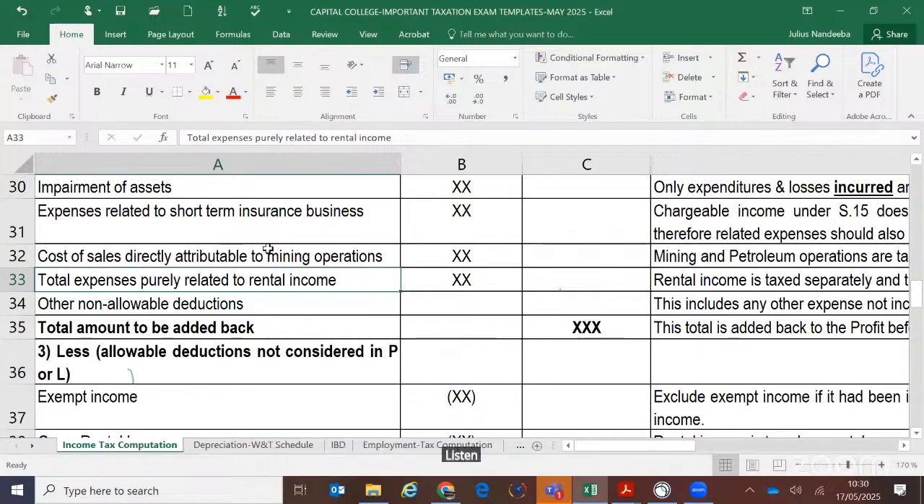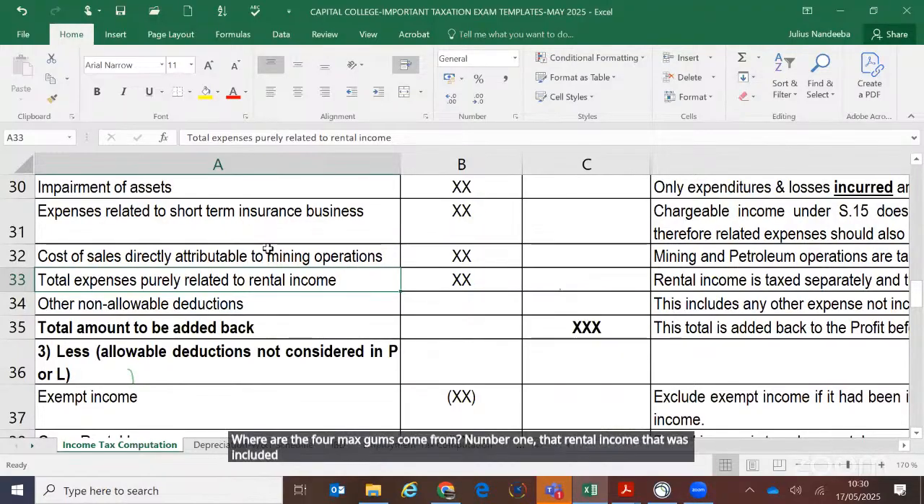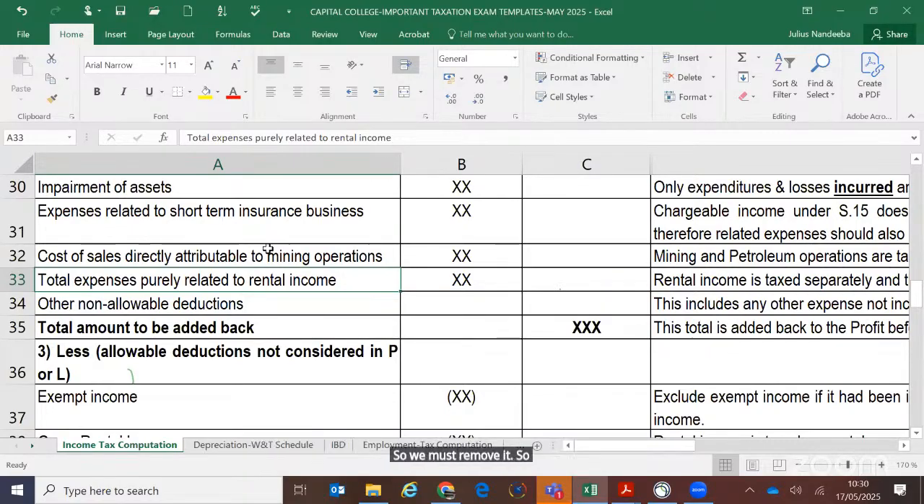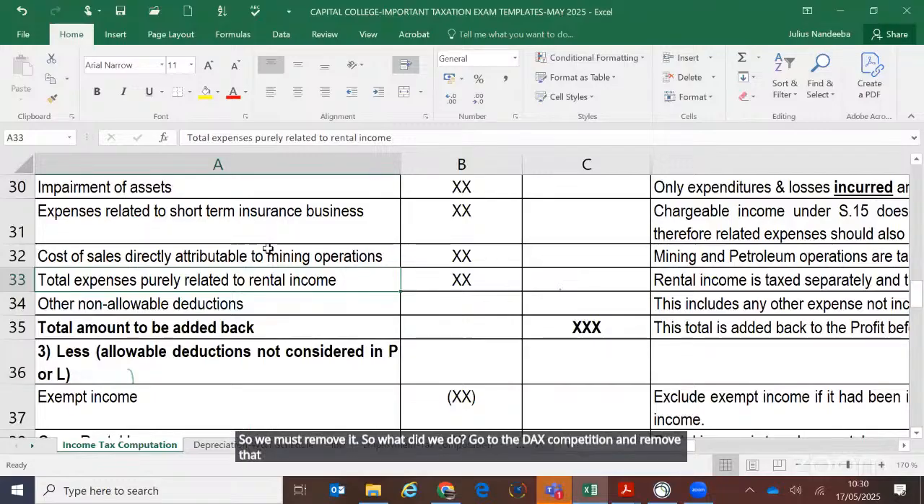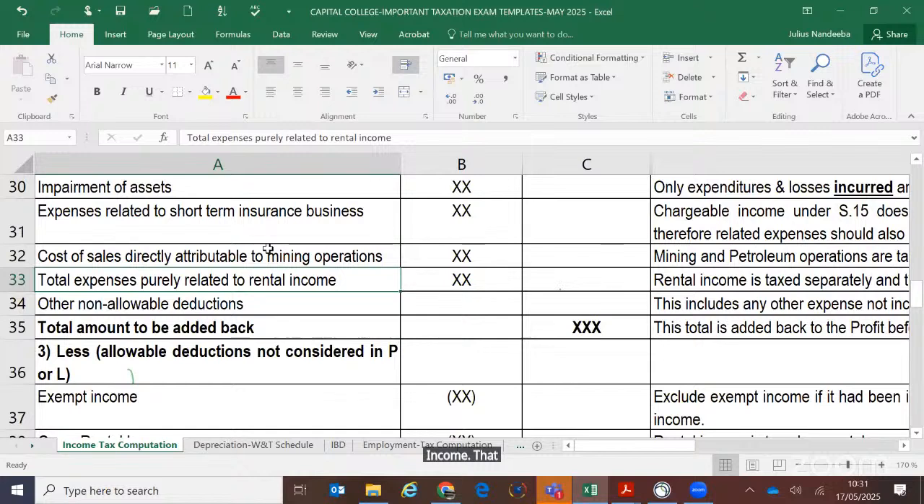Listen, if you're doing number 1 and you see that there is rental income, pay particular attention to it because it could earn you more than 4 marks. Where are the 4 marks going to come from? Number 1, that rental income that was included in your revenue or your other incomes is not income that should be taxed with other incomes. So we must remove it. So what would we do? Go to the tax computation and remove that rental income. That is mark number 1.